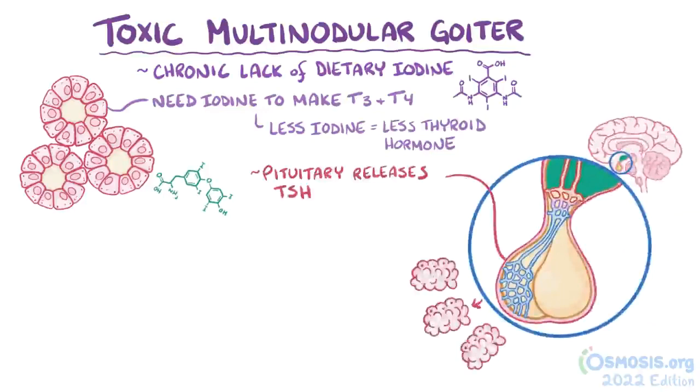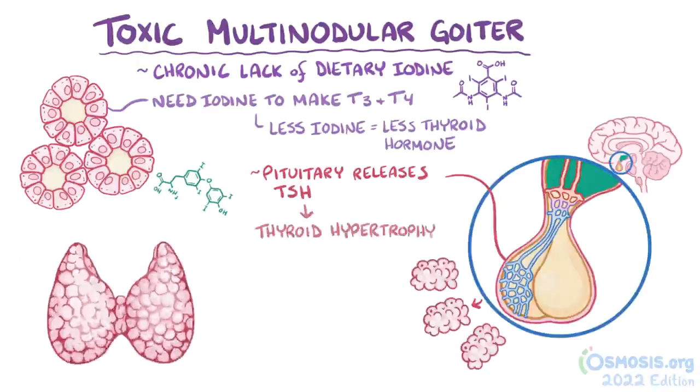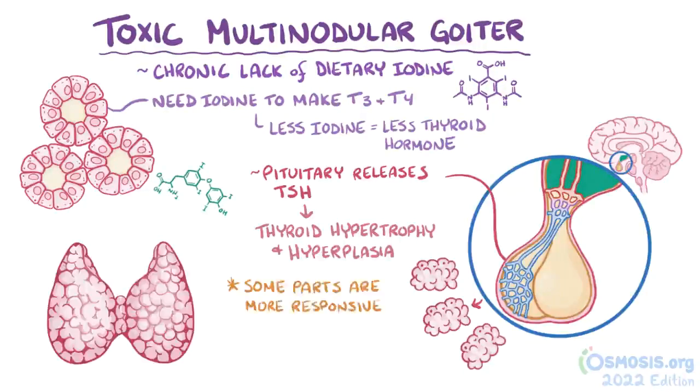The high levels of TSH cause thyroid hypertrophy, which is the buildup in thyroid tissue, and hyperplasia, which increases the number of follicular cells. Some parts of the thyroid gland are more responsive to TSH than others, so the growth ends up being uneven throughout the thyroid. Those responsive follicular cells start to grow quickly and develop into a nodule, and the rest of the gland ends up looking basically the same.